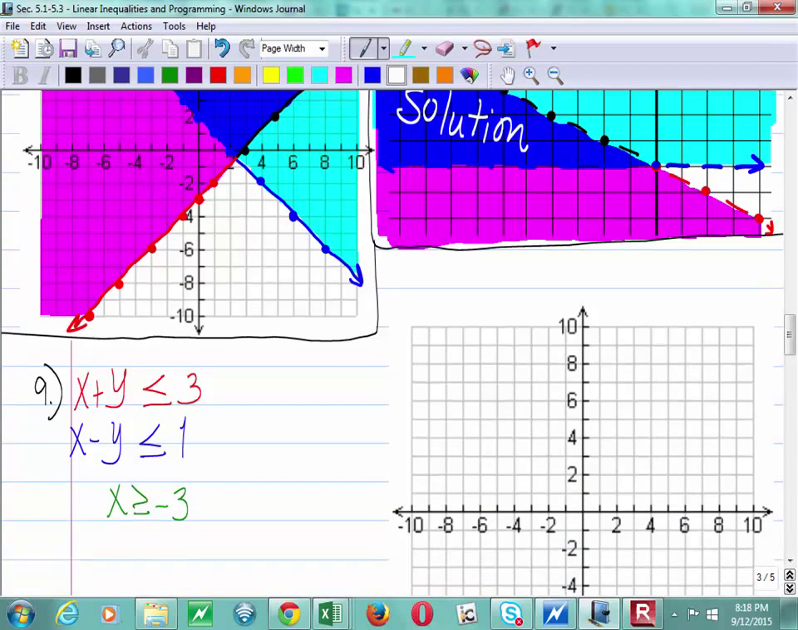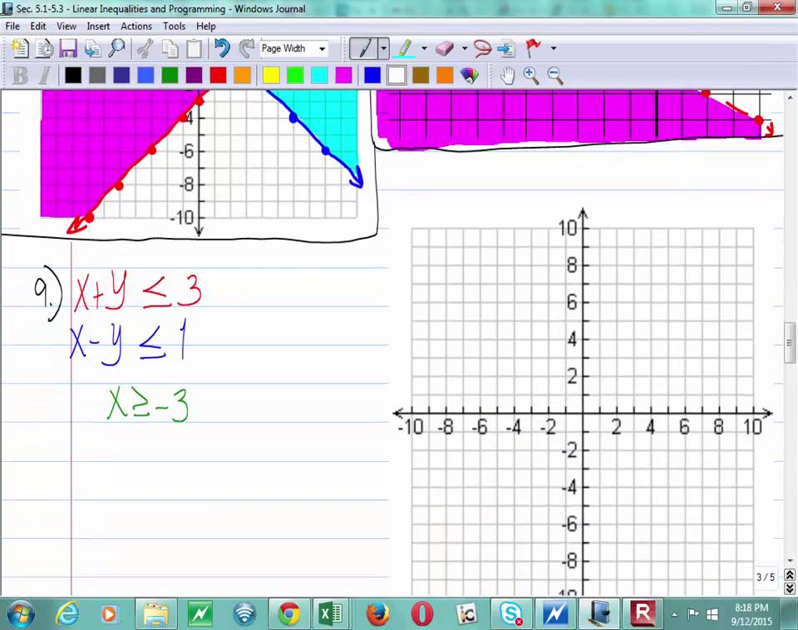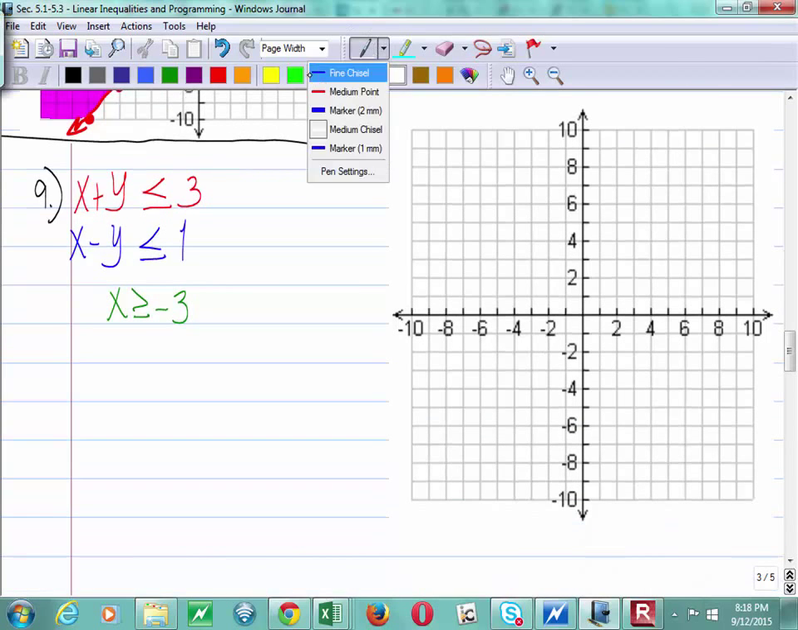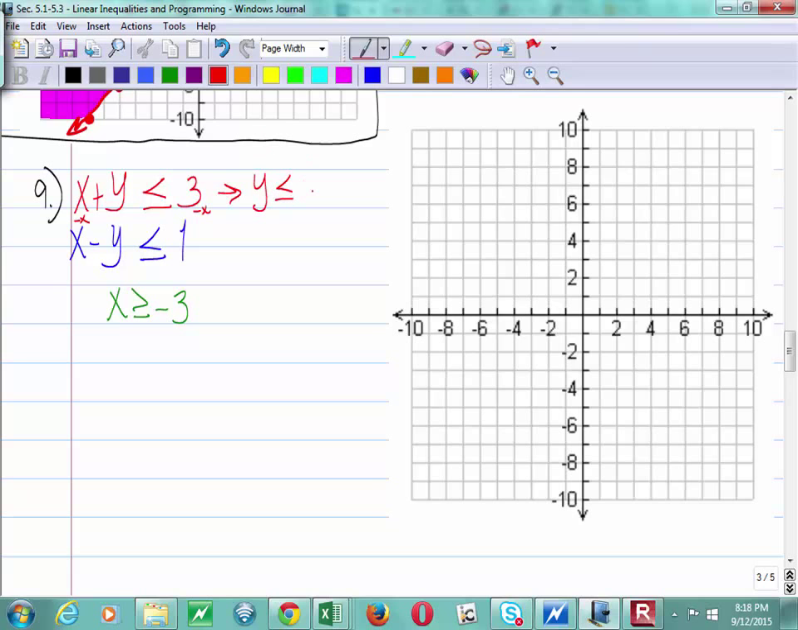Alright, number 9. In this case, I have 3 different inequalities. So on the first one, all I would have to do is just subtract x from both sides. That would be y is less than or equal to negative x plus 3. And on the other one, I also need to subtract x from both sides, and that would give me negative y is less than or equal to negative x plus 1.